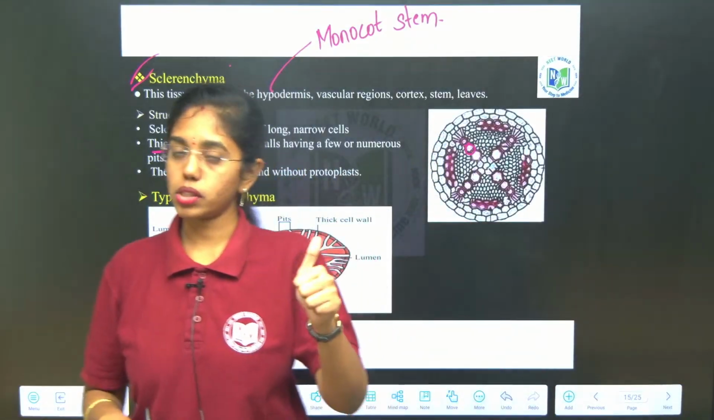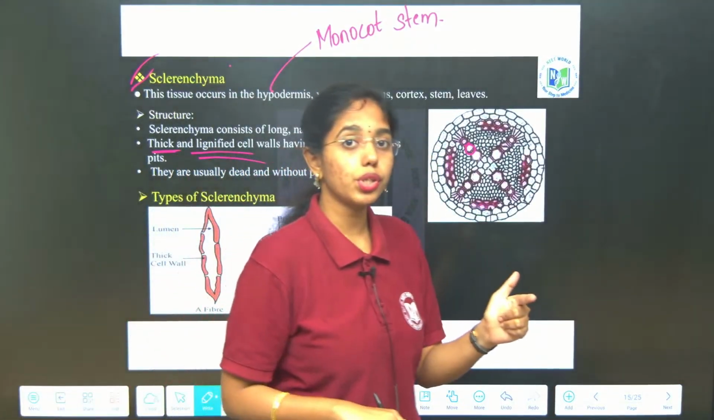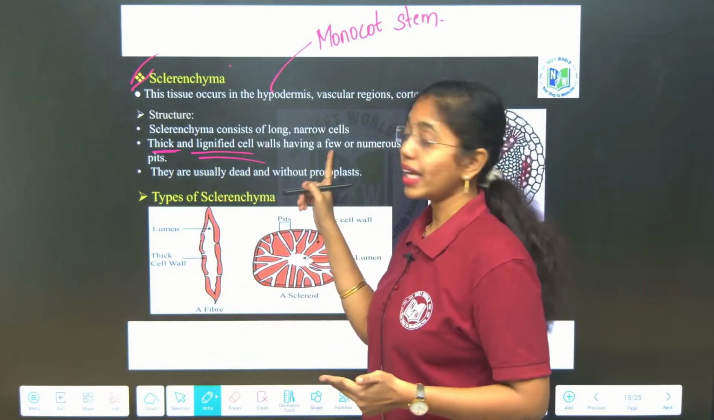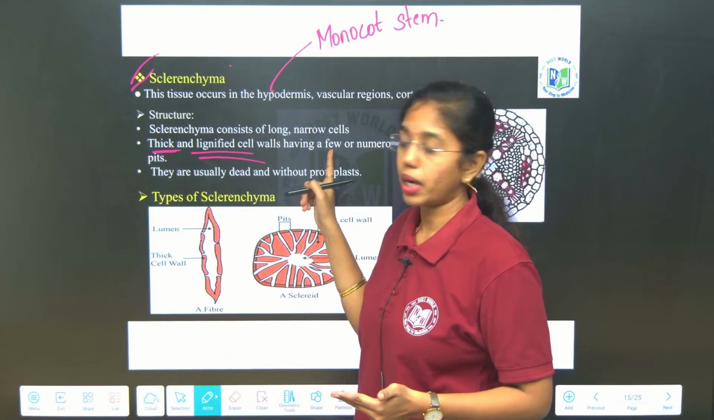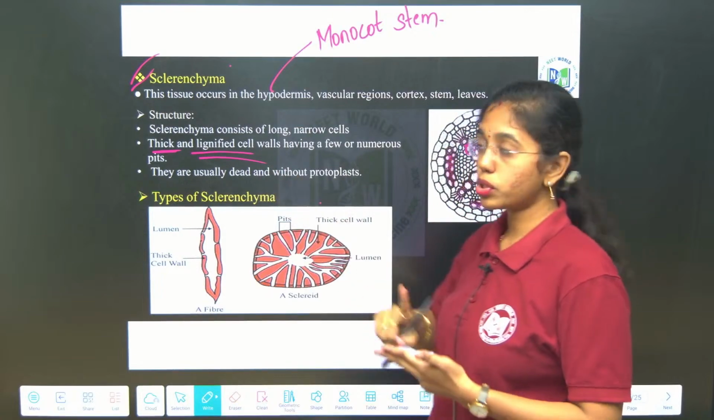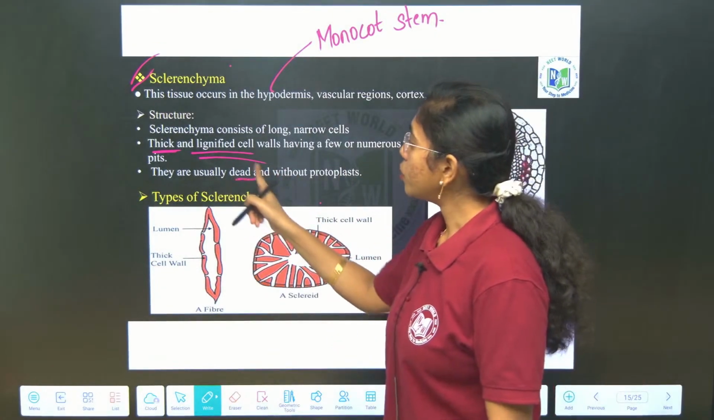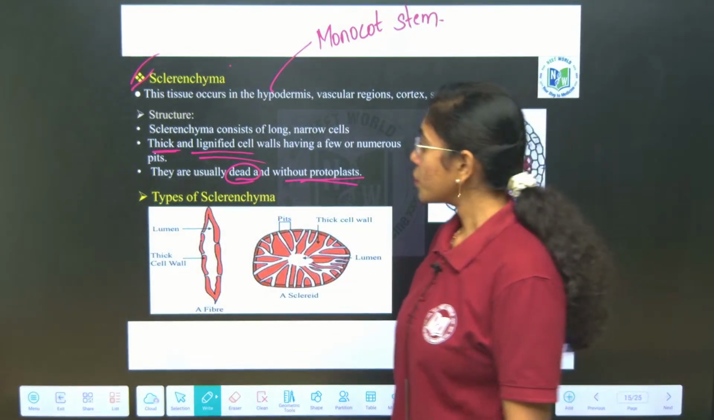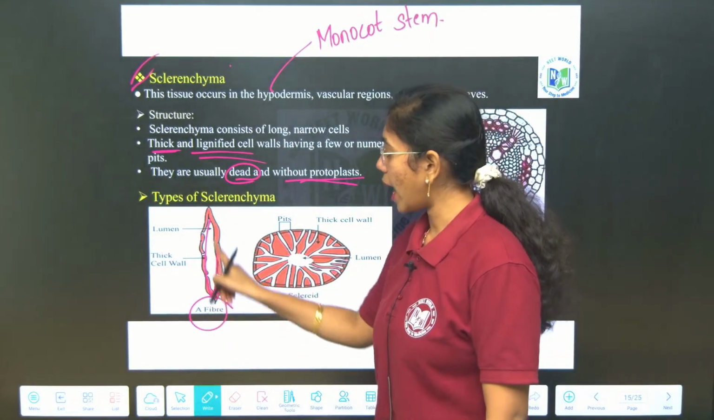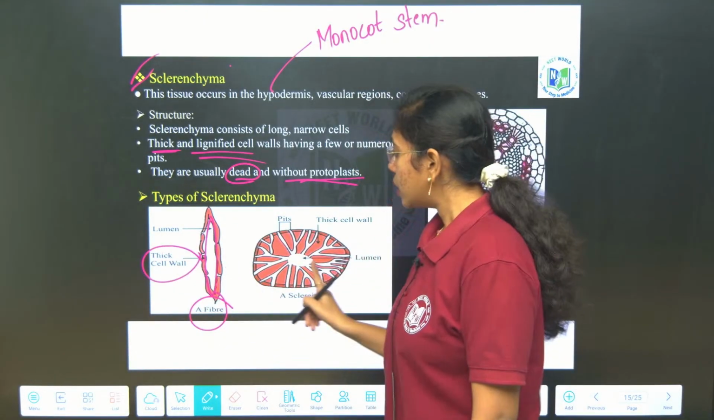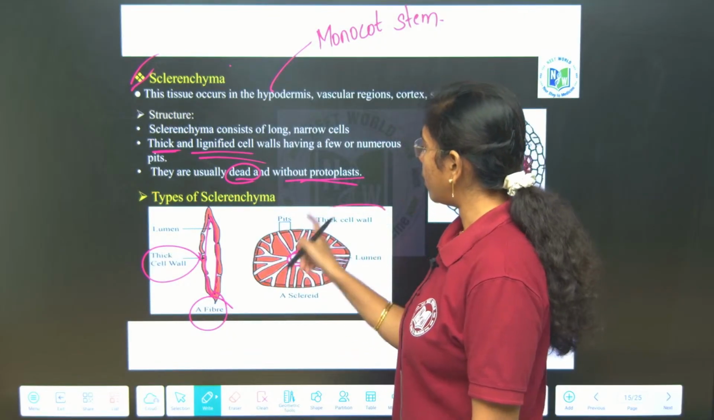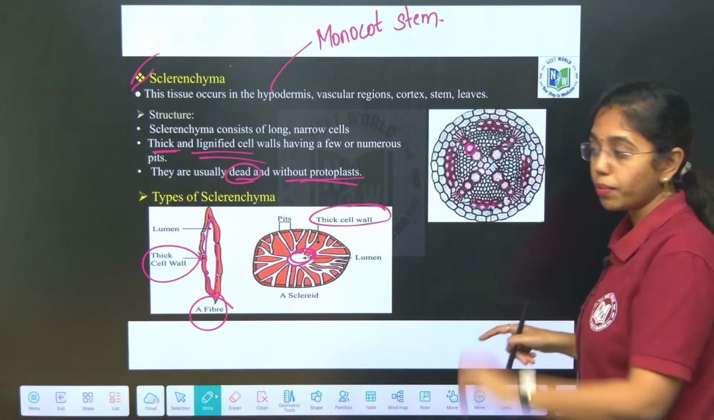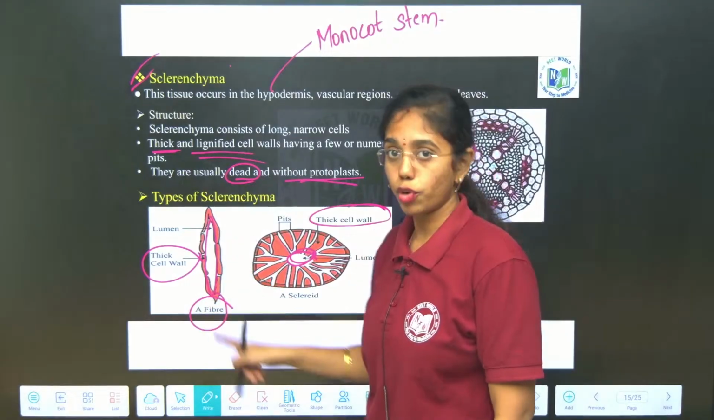Parenchyma has a thin cellulosic cell wall. Collenchyma cell wall composition is cellulose, hemicellulose and pectin. Here the cell wall is made up of thick, lignified material. The cell wall is composed of lignin in sclerenchyma, and they are usually dead without any protoplast. They are dead cells. Here, fibers have a narrow lumen and thick cell wall. Sclereids have a very narrow lumen and very thick cell walls. You can see sclerenchyma as xylem fibers and phloem fibers.